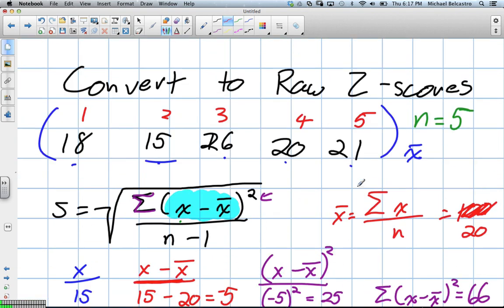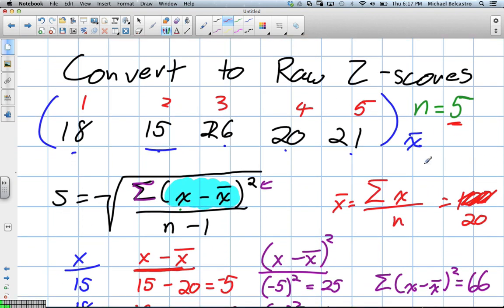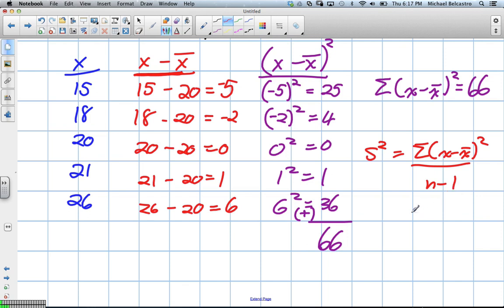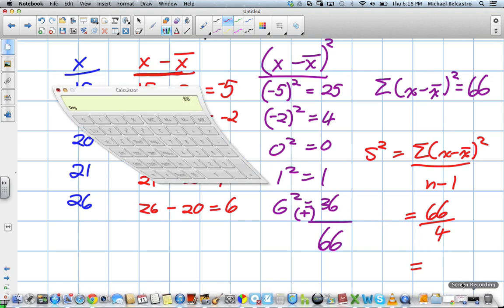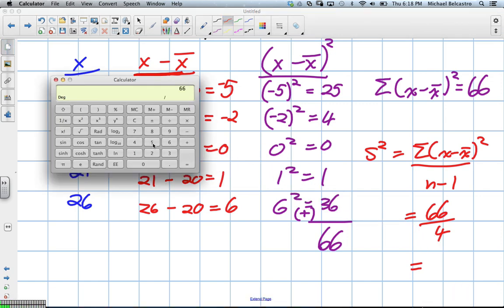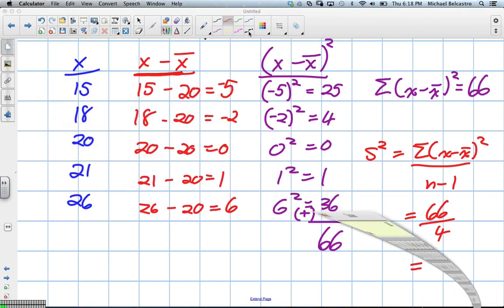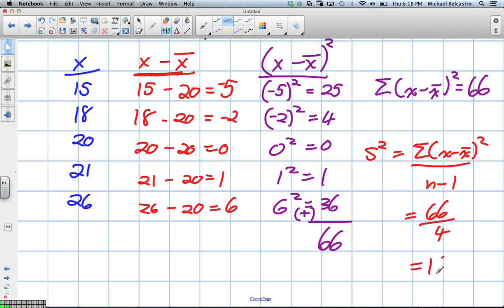Well, what was our n in this case? Yeah. So what are we going to be dividing by? 4. So what value is going to be on top? 66 divided by 4. Okay. So when we get that, 16.5, right? We have 16.5 as our variance.